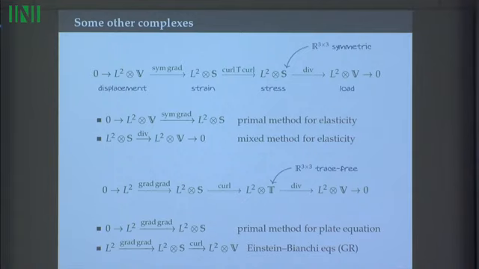And that also gives rise to a whole bunch of interesting problems. In particular, if you use the first three spaces, you get a standard method for solving the biharmonic equations. And if you solve the second three systems, you get equations that are the linearized form of the Einstein-Bianchi equations, which is one of the formulations of the Einstein equations from GR. And there are other examples along these lines.